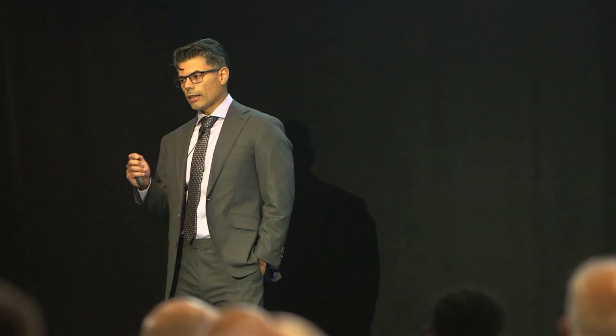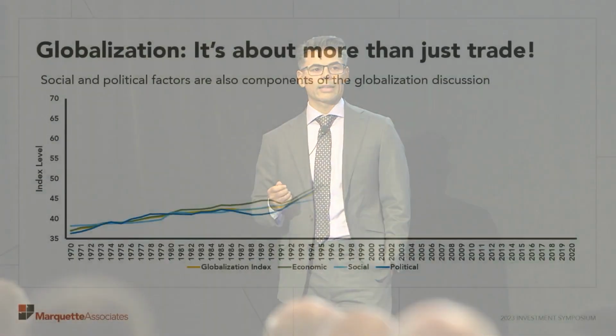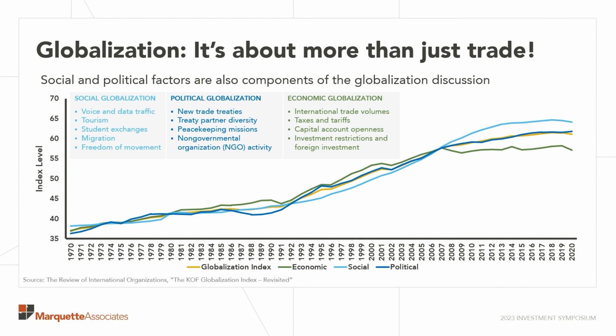But for now, I think it's important to note that globalization isn't just about trade. It isn't just about economics. There's also social and political components to globalization as well. And all three components, economic, social, political, have increased and increased dramatically in the 90s and 2000s. As an example, on the social front, you can think about things like migration, world travel, student exchange programs. On the political side, you can think about the dozens of treaties that were negotiated, peacekeeping missions, non-governmental organizational activities as well.